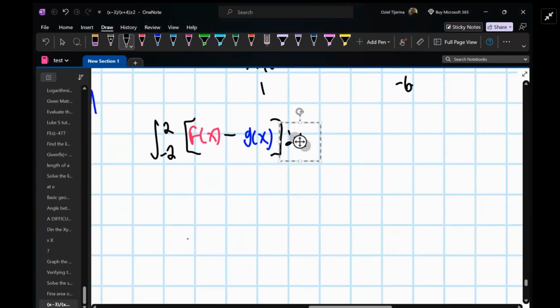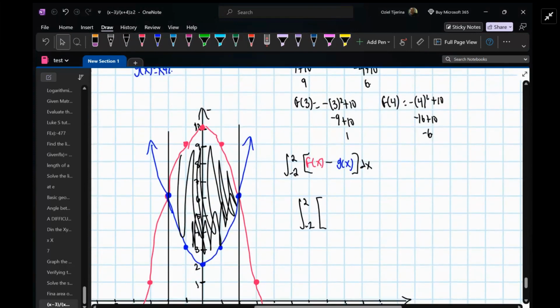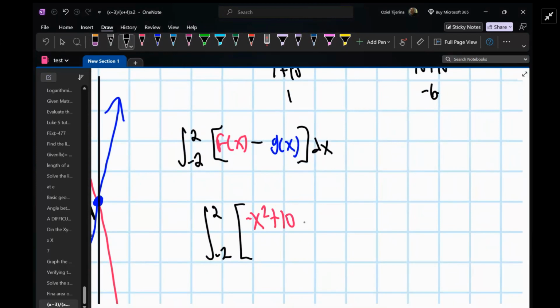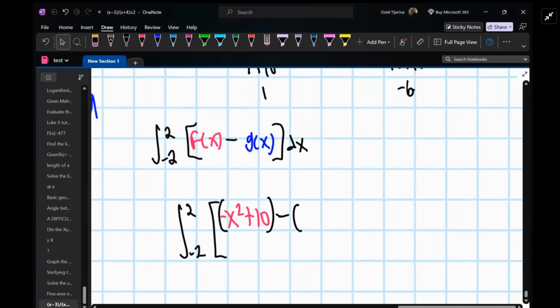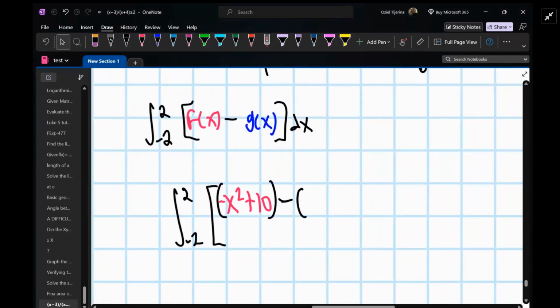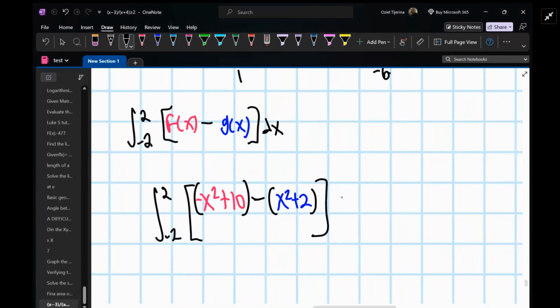Now, if I do this, we get the integral from negative 2 to 2, and we're just going to subtract both functions. So f of x was negative x squared plus 10, so negative x squared plus 10, and then minus g of x, and you want to make sure to put parentheses, guys. So put parentheses and then minus g of x, which was x squared plus 2. So it'll be x squared plus 2. And then from here, we know that it's with respect to x.